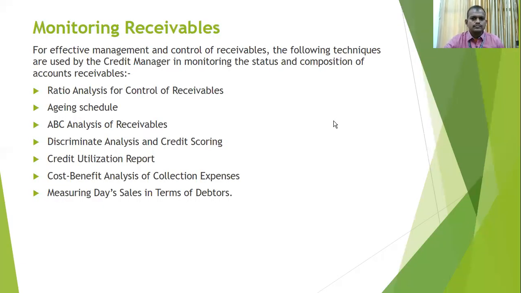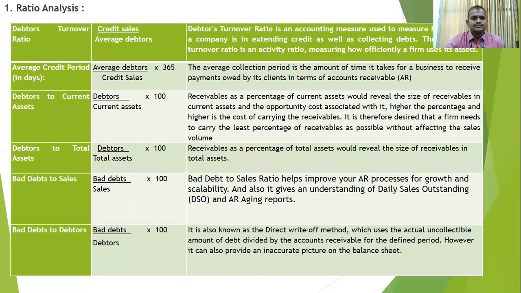Monitoring receivables. These are the techniques which are used by the credit manager in monitoring the status and composition of the accounts receivable. So first one, ratio analysis. These are the important ratios calculated to find the effectiveness of the debtors collection.